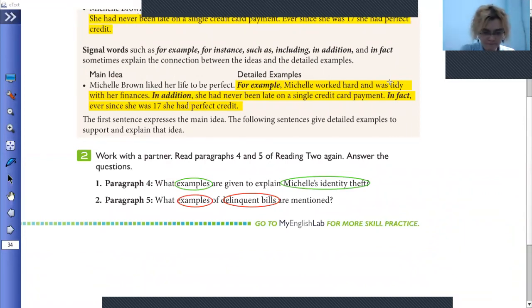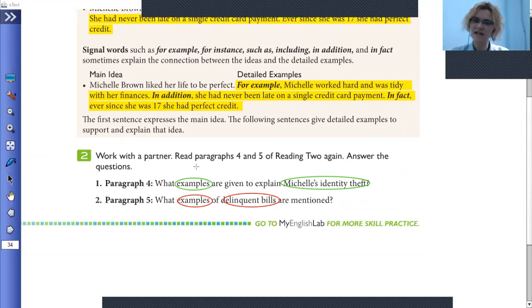The examples are someone else was using her name, her address, her social security number, and her driver's license. Yeah, her driver's license. Yeah, very good. Driver's license number. Awesome, Ben. Thank you. Well said. Now we go to number 2, paragraph 5.